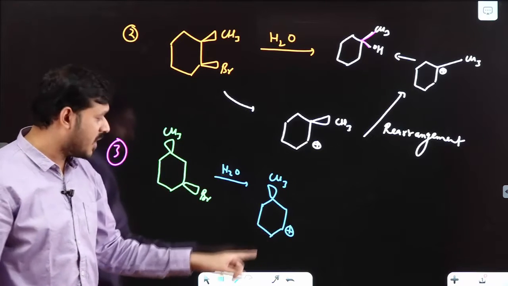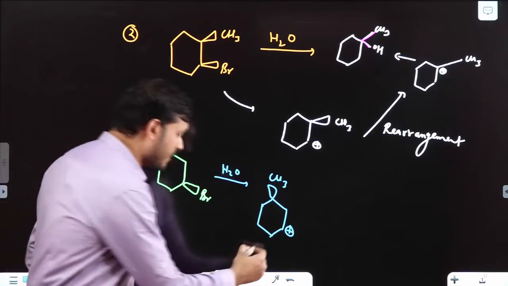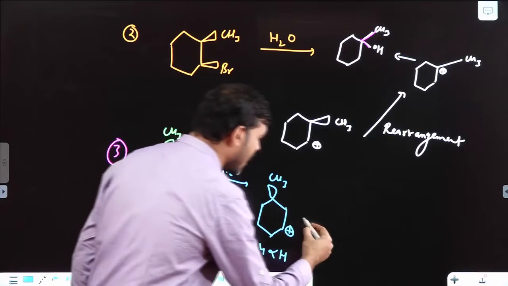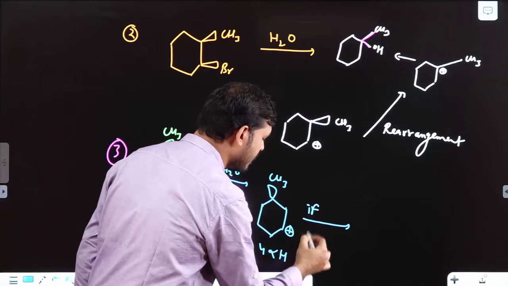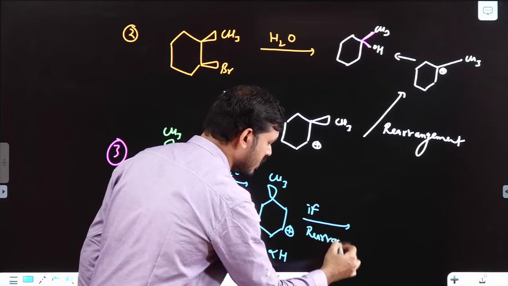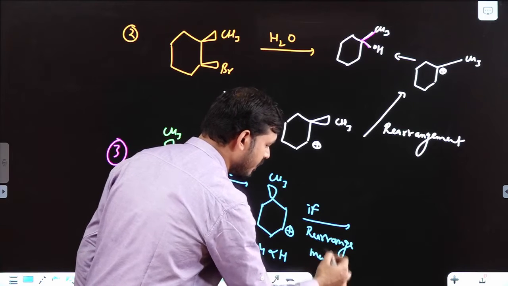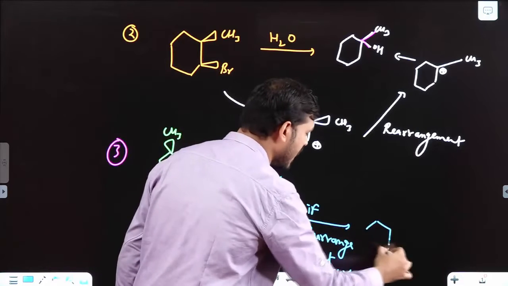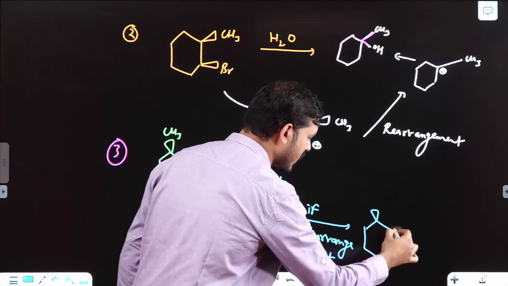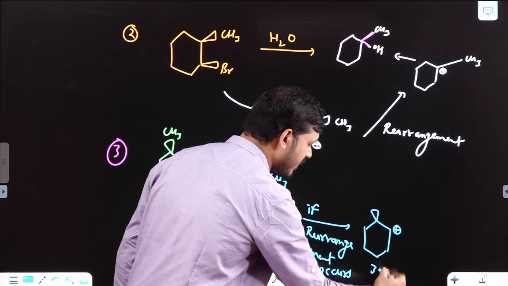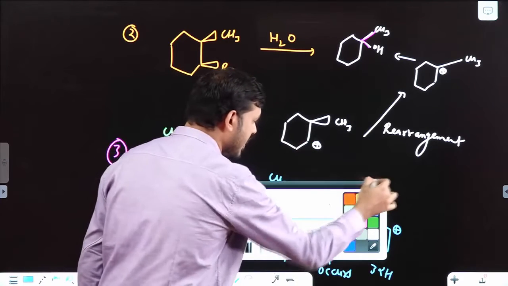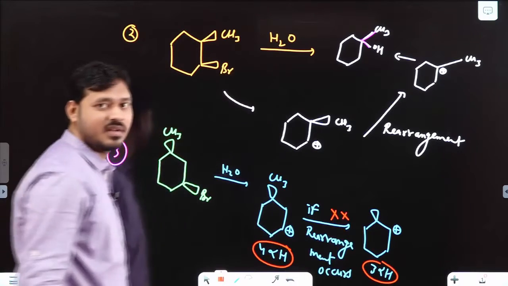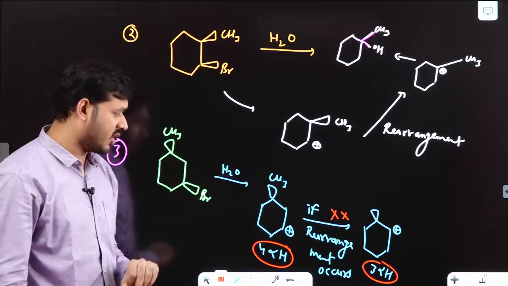Why not possible? Because it is having 4 alpha H. Okay, this side 2 and this side 2. After rearrangement, suppose rearrangement occurs, what you will get? You will get here 3 alpha H. So I can simply say rearrangement will surely not occur. 3 alpha H and 4 alpha H. Clear? So this rearrangement will not occur.